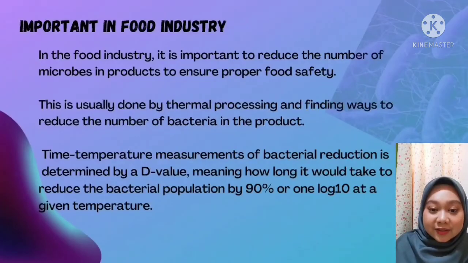In the food industry, it is important to reduce the number of microbes in products to ensure proper food safety. This is usually done by thermal processing and finding ways to reduce the number of bacteria in the product. Time temperature measurements of bacterial reduction is determined by a D-value, meaning how long it will take to reduce the bacteria population by 90% or 1 log 10 at a given temperature.